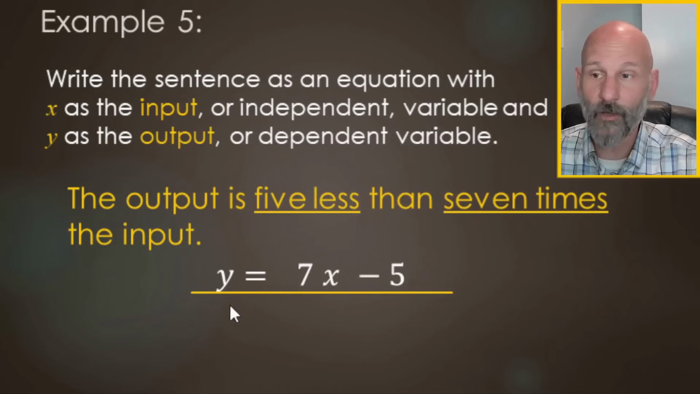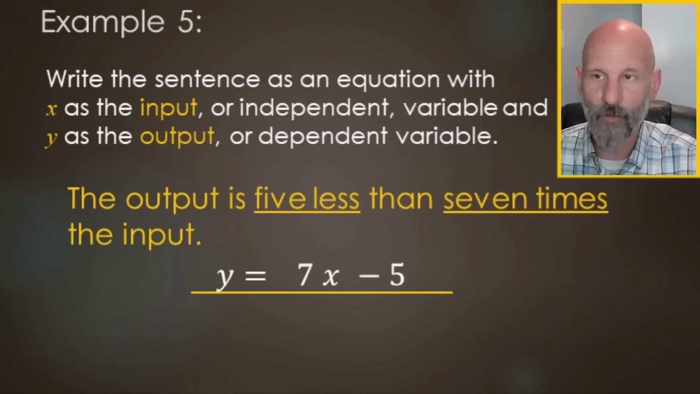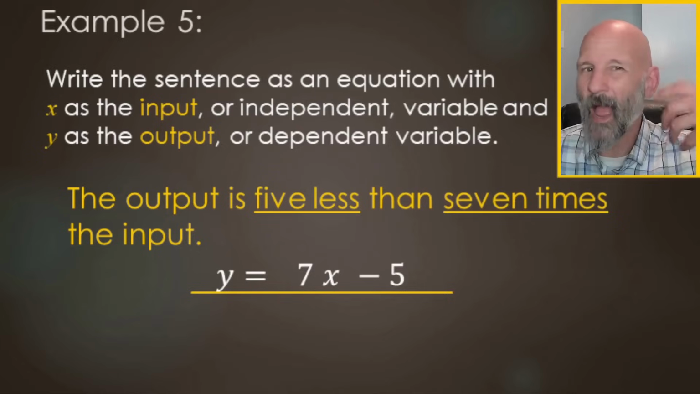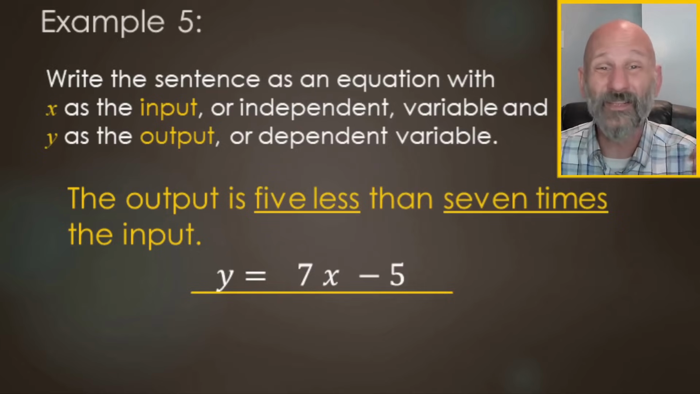Okay, so here we go. So the output is 5 less than 7 times the input. Okay, or the output is 7 times the input minus 5, if you wanted to rephrase it that way. Okay, so these ones, after you unpack them and go slowly enough and go word by word, they're really not meant to be super tricky.